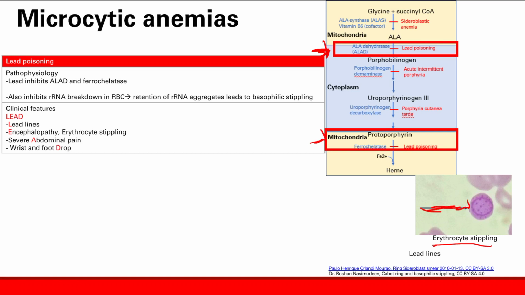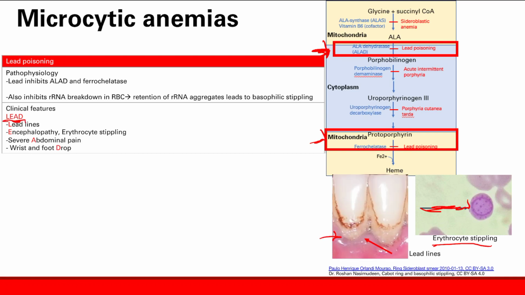Now, clinical features of this, we have a nice mnemonic for this. You can get lead lines, as you can see here, this darkening of the gums. And the E is for encephalopathy, so just altered mental status. There's damage to the brain. The brain's not functioning well. They're confused, altered mental status. And then you can also have, again, the stippling. And the A stands for severe abdominal pain. And finally, the D is for wrist and foot drop.